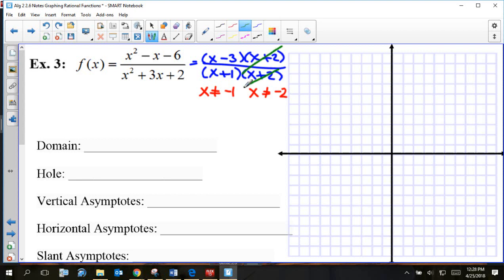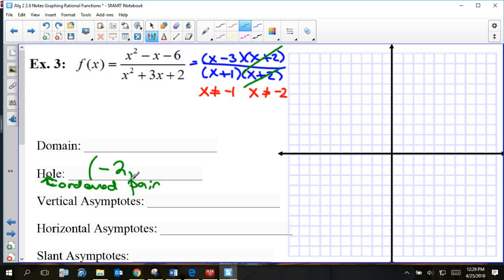If I can cancel something out, I am going to have a hole. The hole is an ordered pair that the graph is just going to jump over. So on this line, I'm going to be writing an ordered pair. When I cross off x plus 2, that means x equals -2 at that hole. So my hole is going to start with -2, comma, something else. I have to find out what y equals when x is -2.